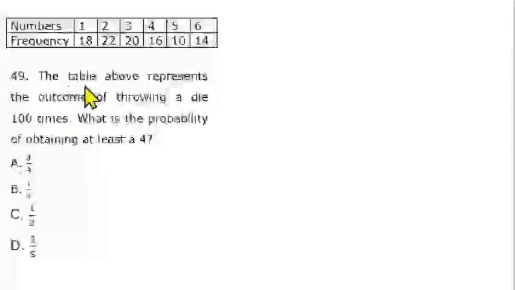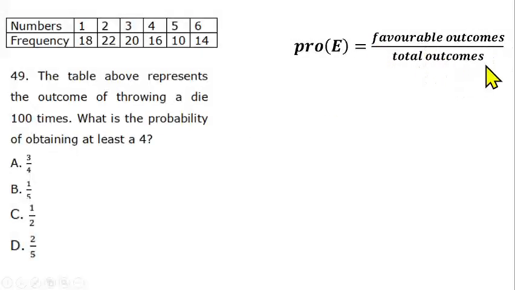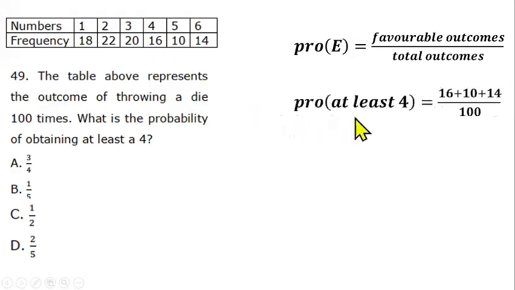Question number 49. The table above represents the outcomes of throwing a die 100 times. What is the probability of obtaining at least a 4? The probability of an event is favorable outcome over total outcome. The total outcome is 100 times. The favorable outcome will be obtaining at least 4, which is 4 and more. So we have 16 plus 10 plus 14 as the favorable outcome, over 100. That gives us 40 over 100, which is 2 over 5, option D.